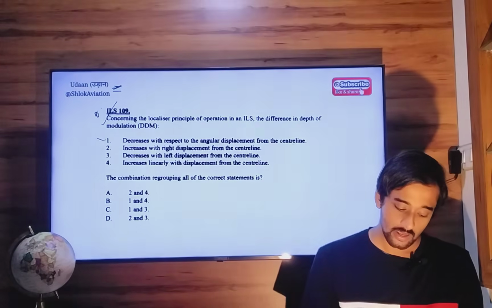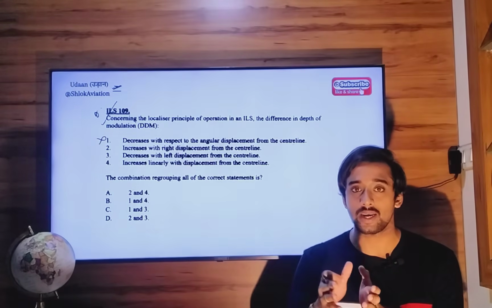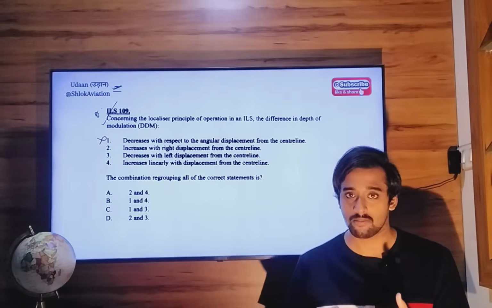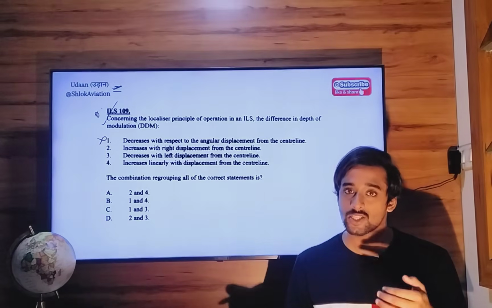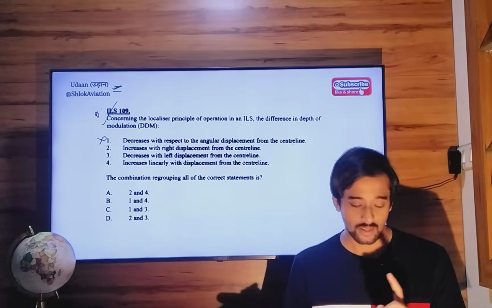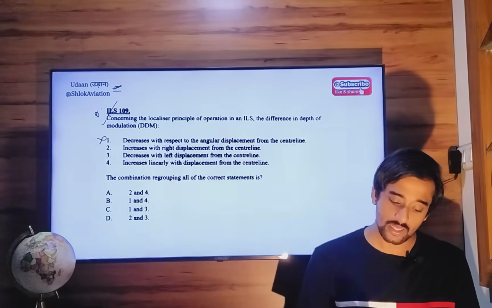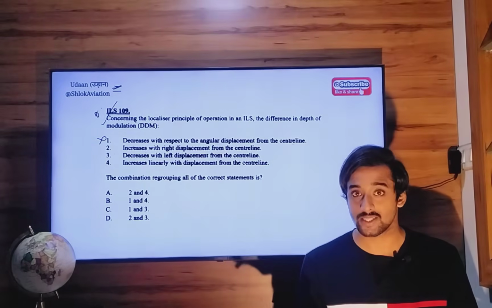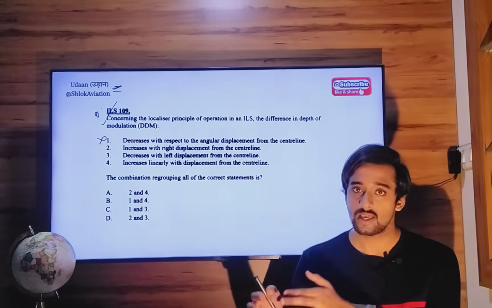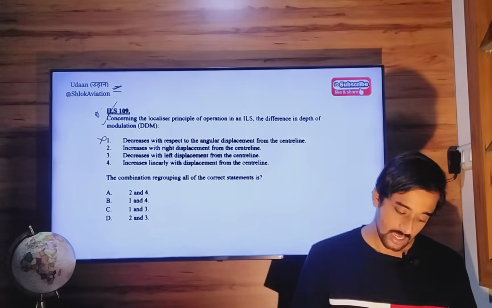That is wrong. As you get displaced away from the center line, angularly 1 degree away from the center line, 1.5 degrees away, whatever that number is, the difference in depth modulation will also increase along with it, will also increase linearly. So it won't decrease, it will increase. Second, increases with right displacement from the center line. Yes, if you deviate to the right of the center line, as you continue your deviation, the difference in depth modulation will increase.